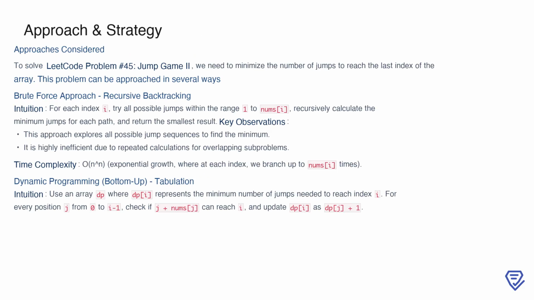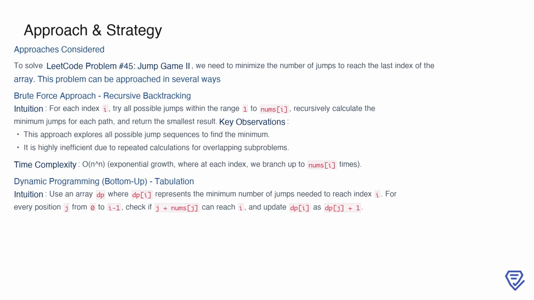To solve the Jump Game 2 problem, our goal is to minimize the number of jumps required to reach the last index of the array. Let's first consider the brute force approach using recursive backtracking. The intuition here is fairly straightforward. From each index, we attempt all possible jumps within the range of 1 to nums[i], where nums[i] is the maximum jump length from that position. By recursively calculating the minimum jumps for all possible paths, we can identify the optimal solution.